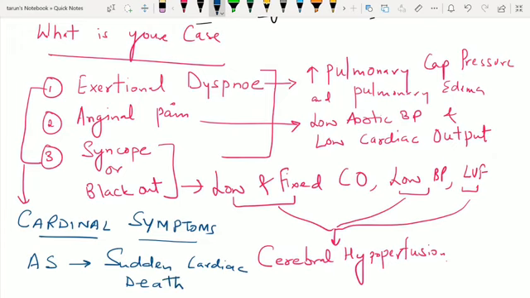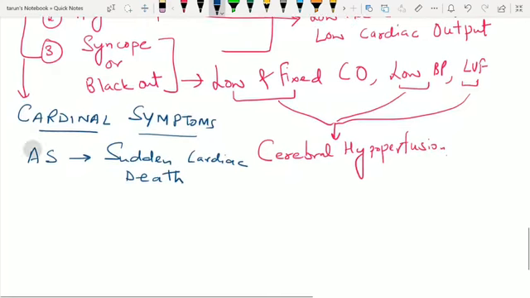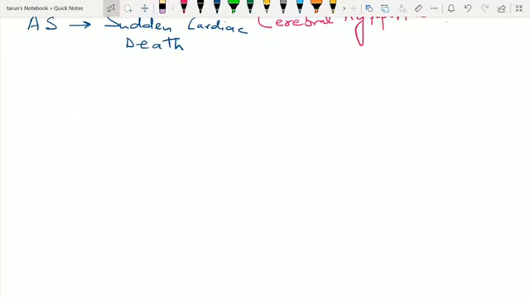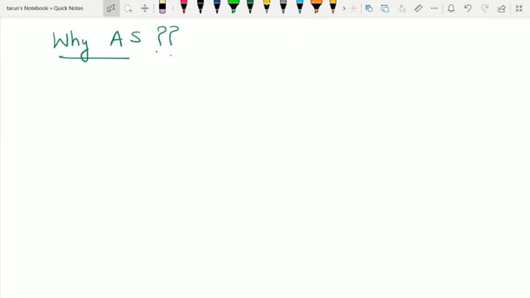So this is our case. The patient having exertional dyspnea, anginal pain and syncope. Now examiner can ask, why do you say it is aortic stenosis? Then what will you say? You will say, sir, because of the symptoms and signs. So we will now see what are the symptoms and what are the signs.